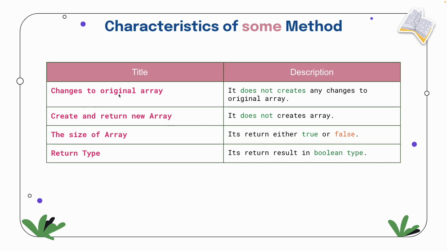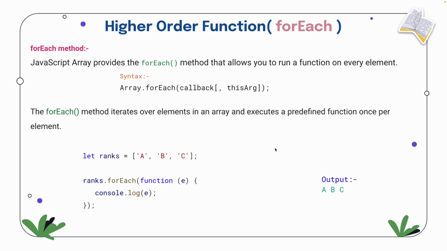So the original array: it does not create any array. It just returns true or false, it returns booleans, same as the every method.